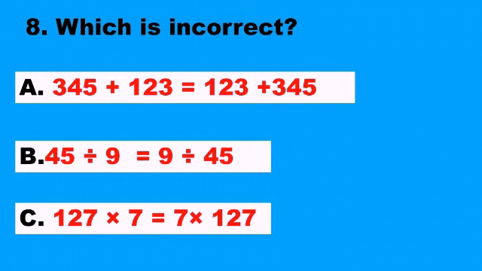Option A 345 plus 123 equals 123 plus 345. Option B 45 divided by 9 equals 9 divided by 45. Option C 127 into 7 equals 7 into 127. So choose the correct option here, which means the one that is incorrect. You have to find out the property which is incorrect. If you know the properties, you can easily give the answer.